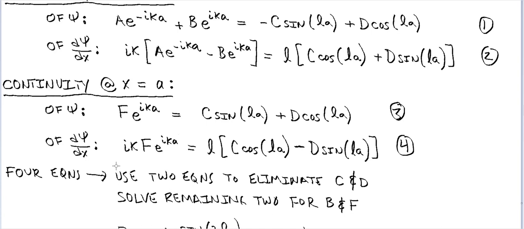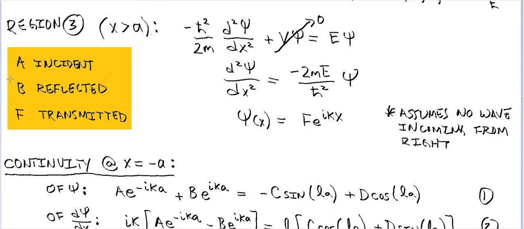So what we're going to do is solve 2 of the equations to eliminate C and D, and we'll use the remaining 2 equations to solve for B and F in terms of A. So we're going to solve for the coefficients B and F in terms of this incident wave.